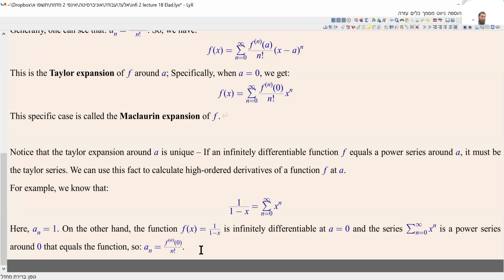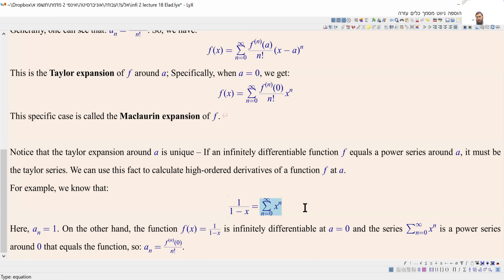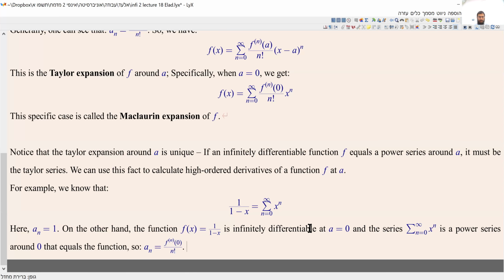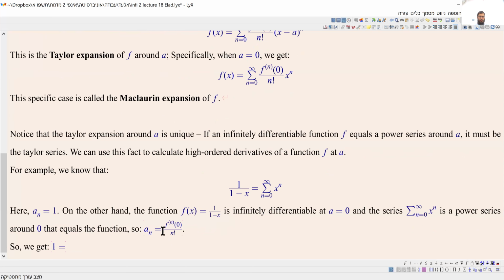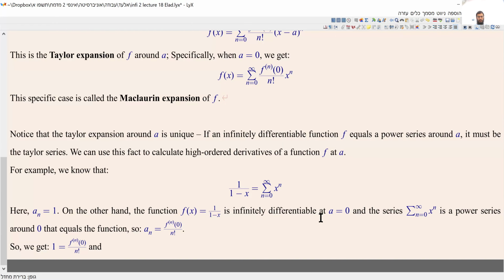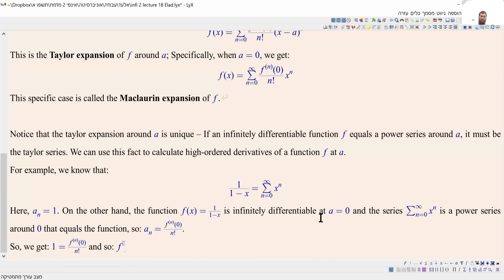So on one hand, we look at the series, we see the coefficients are 1. On the other hand, from what we explained here, we know that the coefficients are the nth derivative of f at 0, because that's the point a here, over n factorial. So we get that 1 equals the nth derivative at 0 over n factorial. And so the nth derivative of the function at 0 is n factorial.